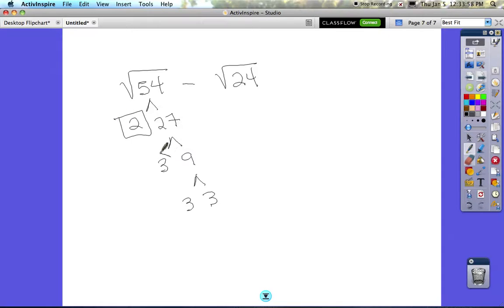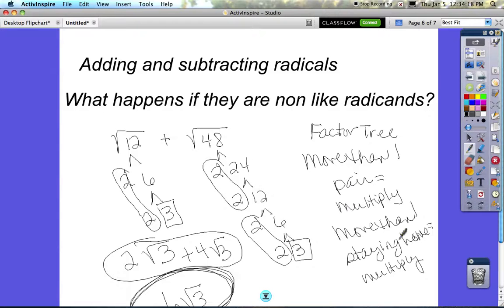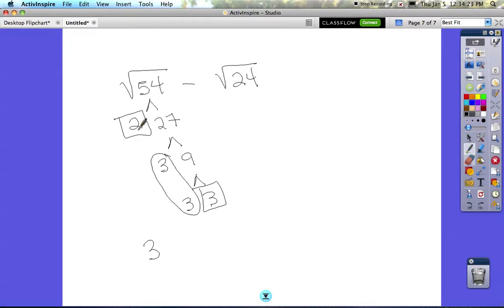Do I have a pair of 3s? It doesn't matter which pair you circle. But then does this 3 have a pair? Okay, so then it's going to stay home. So what's going to leave the house? A 3. Now, going back to my old notes, more than one staying home, what do we do to it? I have a 2 staying home, and I have a 3 staying home. So that's going to be square root of 6.